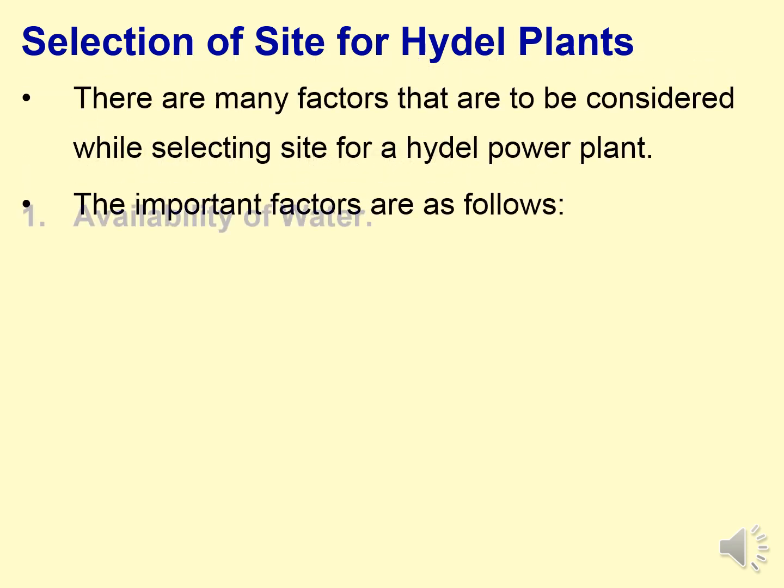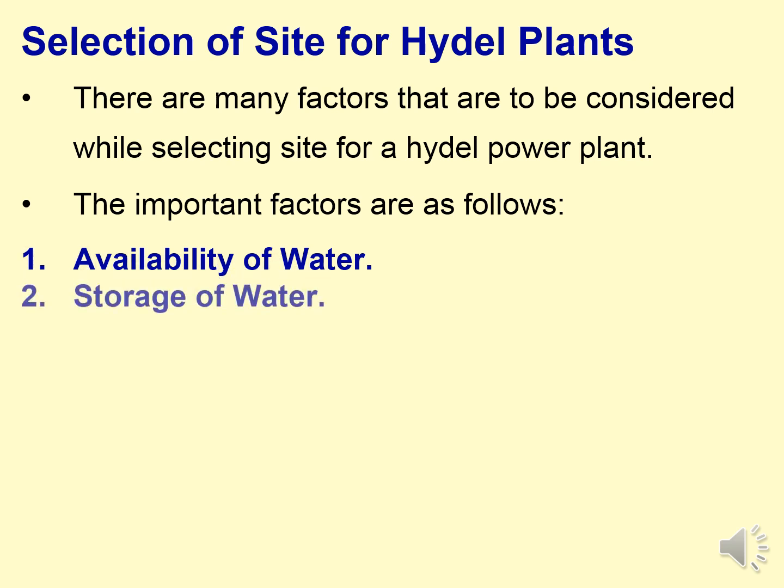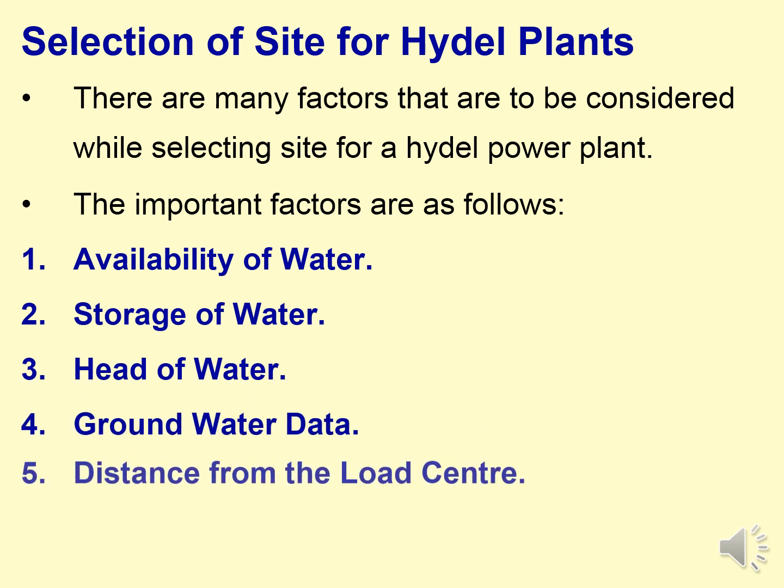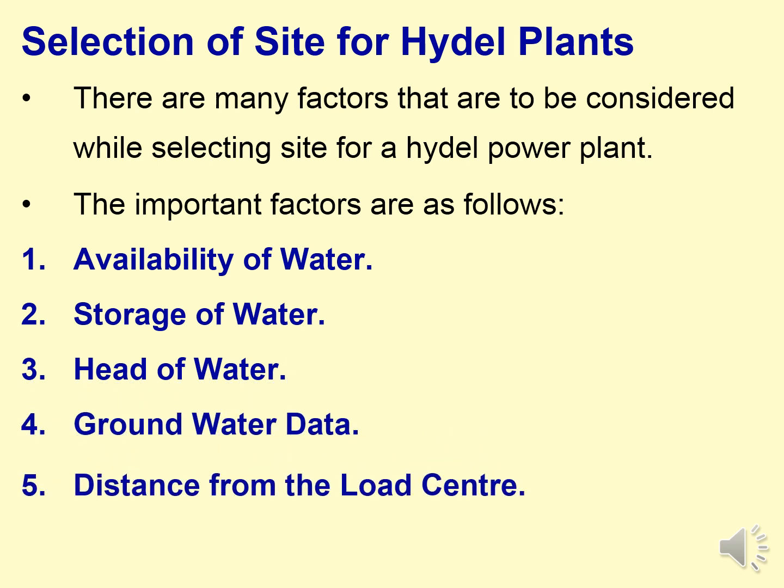Selection of hydro power plant. So how is the selection of the hydro power plant done? Like we have done for the thermal power station, it has its own requirements. There the first one was availability of fuel. Here fuel itself is water. So availability of water, storage of water, head of water, groundwater data, distance from the load center. So all are the basic requirements.